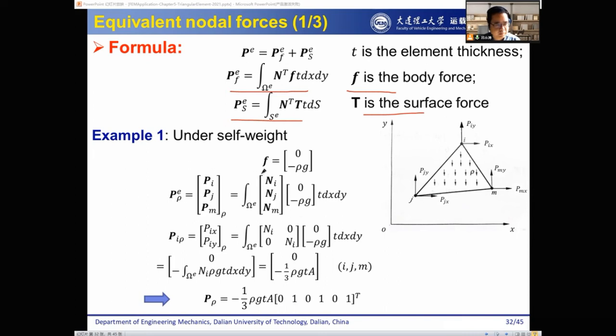Okay, so first the body force. This is our body force on this triangular element, and we need to work out the equivalent node force for this body force.